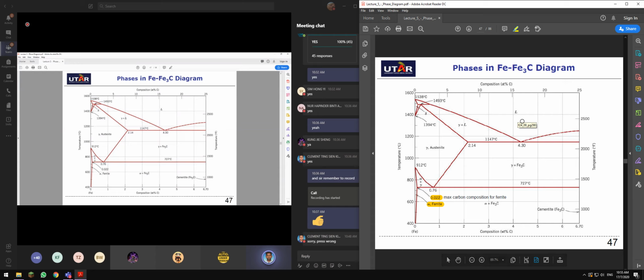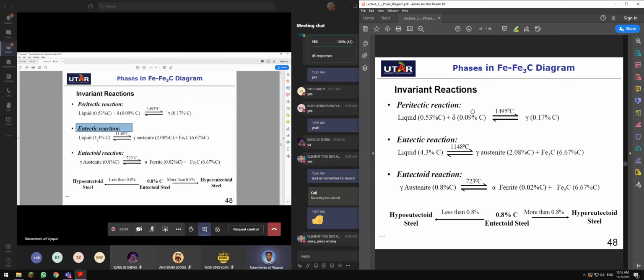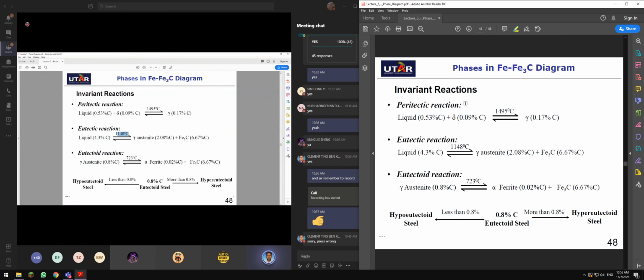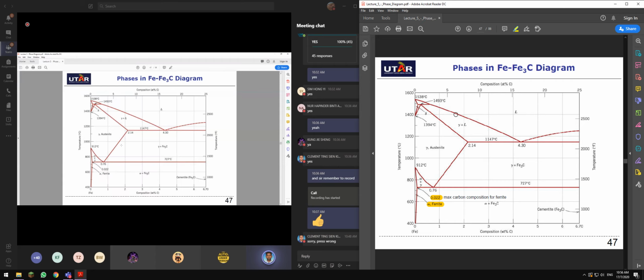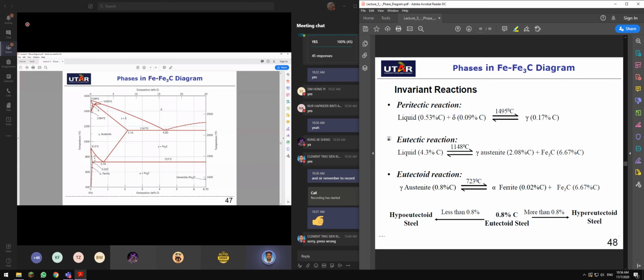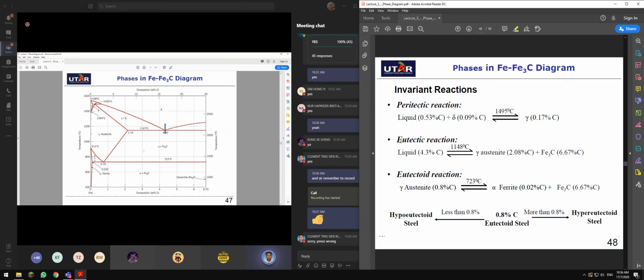This is eutectoid, solid to two different phases of solid. Eutectic is from liquid to solid transformation, or from solid to liquid transformation. Eutectic, liquid, you cool down, it becomes two different distinguished microstructures. When you heat this, it becomes liquid. It changes from solid directly to liquid over here, this point.